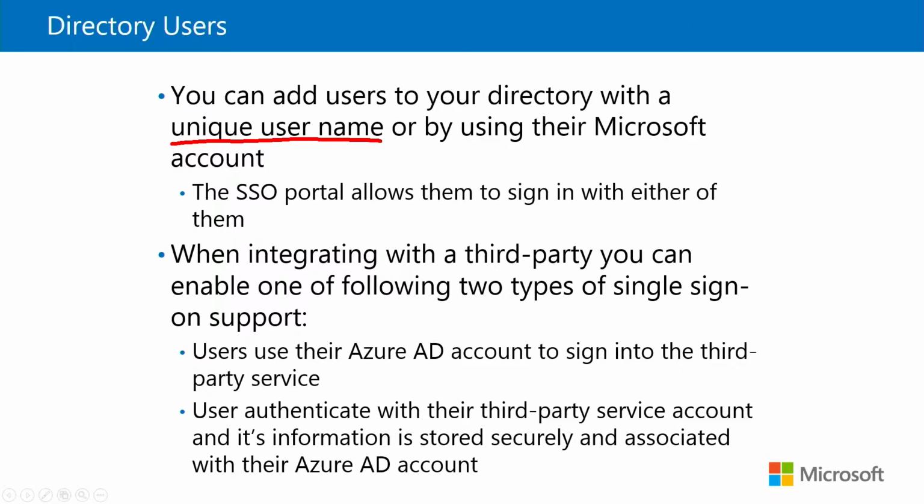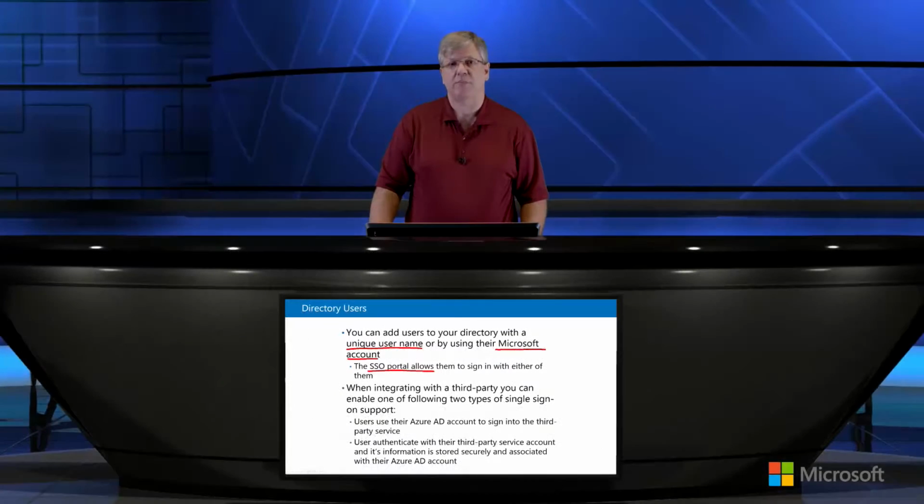Or you can use a Microsoft account, okay, and that could be, for example, an Outlook account, or if you're old school, a Hotmail account, something registered through the Microsoft authentication system, and that can be included in the directory as well. And those unique usernames can also be associated or synchronized from your on-premises Active Directory environment, right? And you'll have an SSO portal where you're going to be able to register applications.